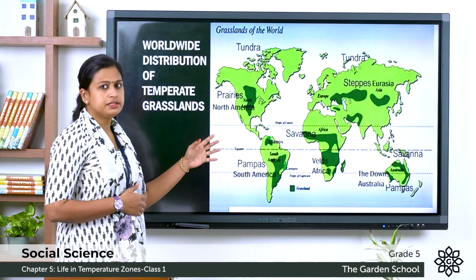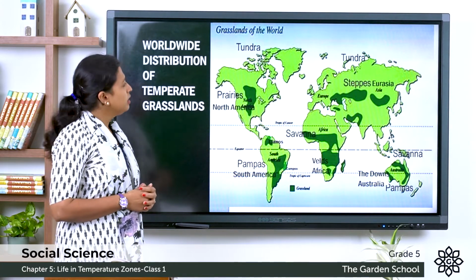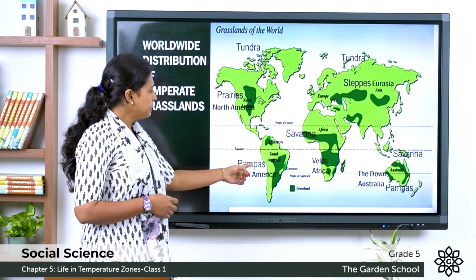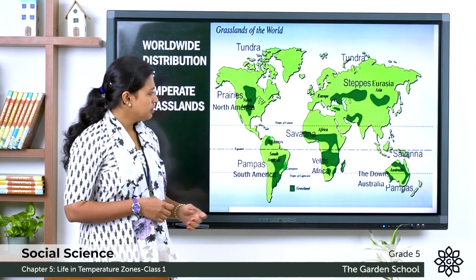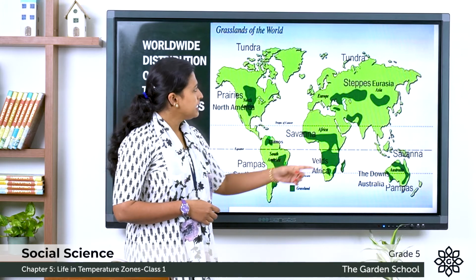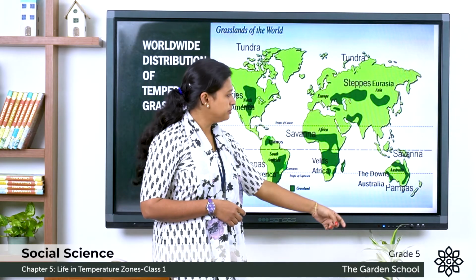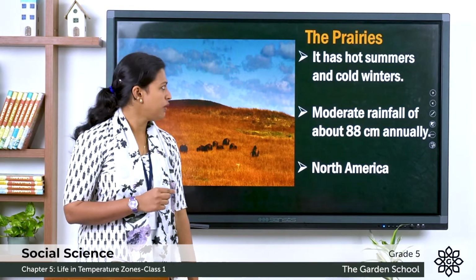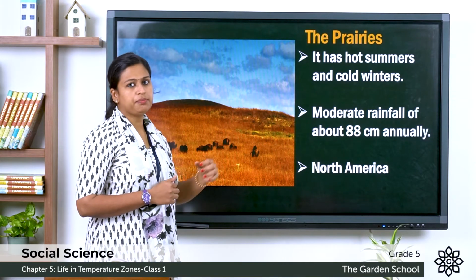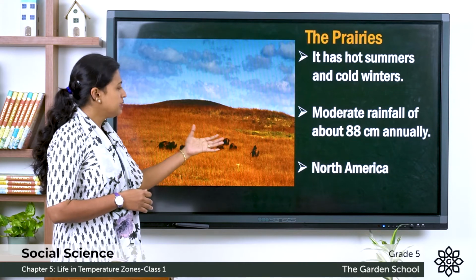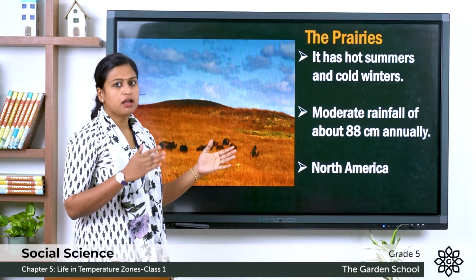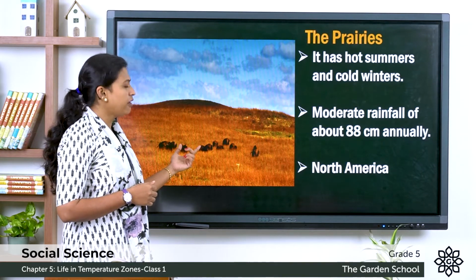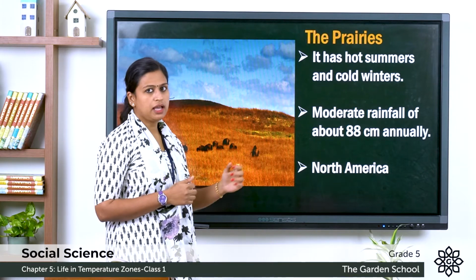This is the worldwide distribution of temperate grassland. You can see here prairies in North America continent, pampas in South America continent, veld in Africa, the steppes in Eurasia, the downs in Australia. Now, we will discuss them one by one. First, we will discuss the prairies. You can see here it is a grass area. It has hot summers and cold winters and receives moderate rainfall of about 88 centimeters annually.